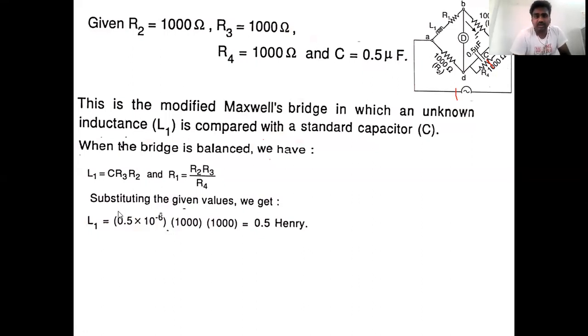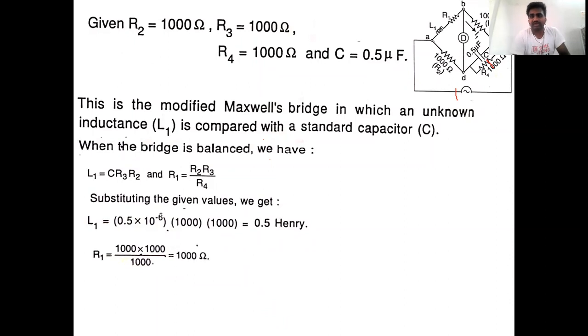So what will be the unknown resistance? R1 is equal to R2 R3 divided by R4. What is the value of R2? 1000. What is the value of R3? 1000. R4 is 1000. What will be the unknown resistance? Right, 261 got 1000 ohms, and 258 got 1000 ohms. It's a simple thing. R1 is equal to 1000 into 1000 divided by 1000, that is 1000 ohms. Okay, so that is about this problem.